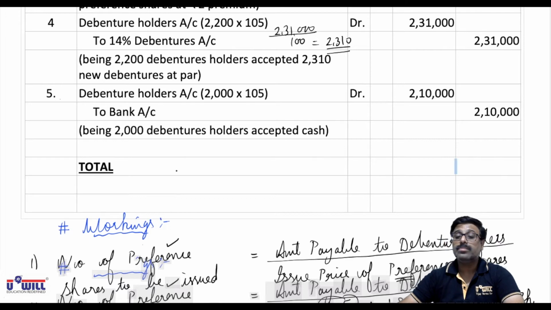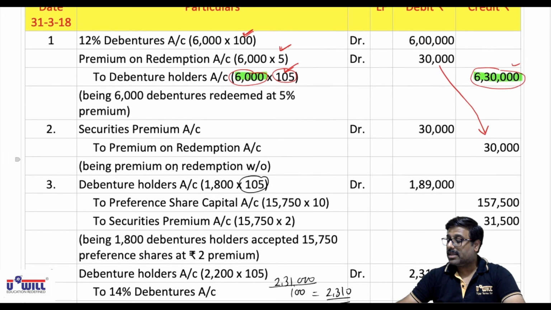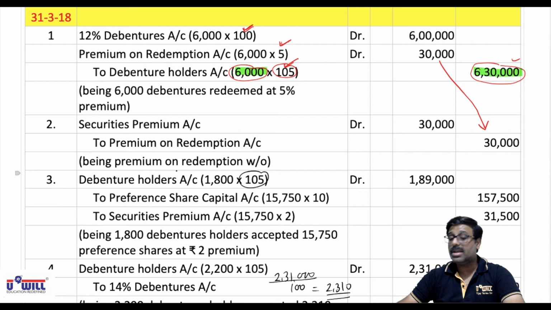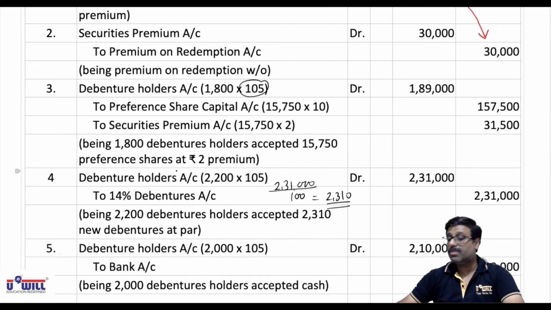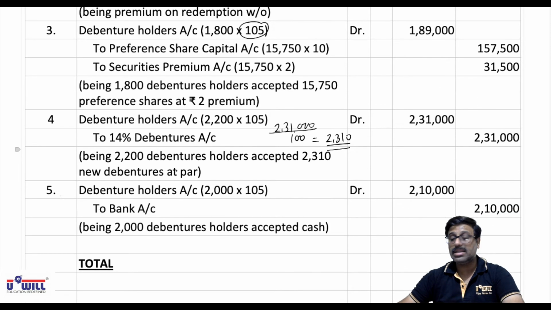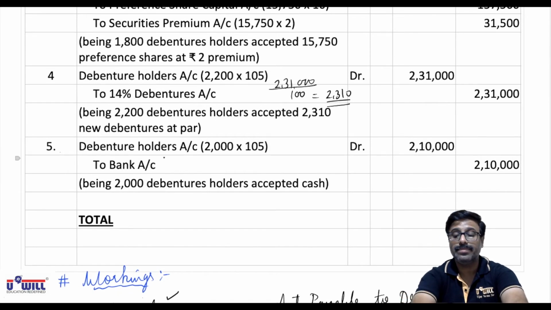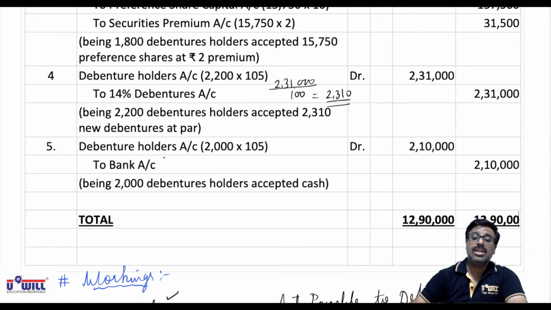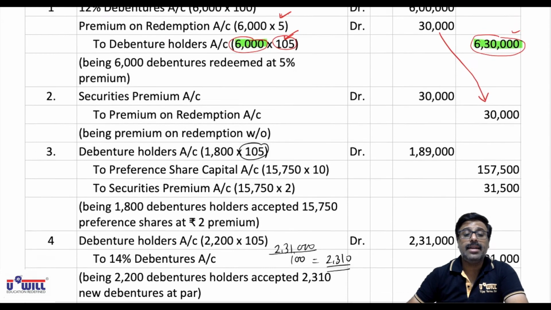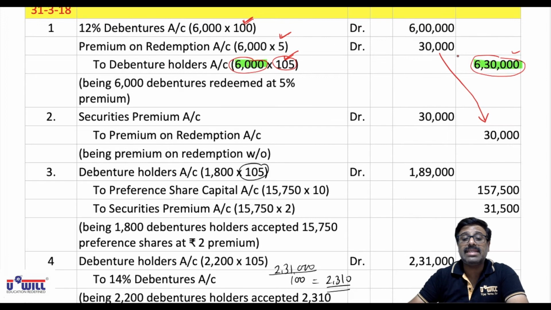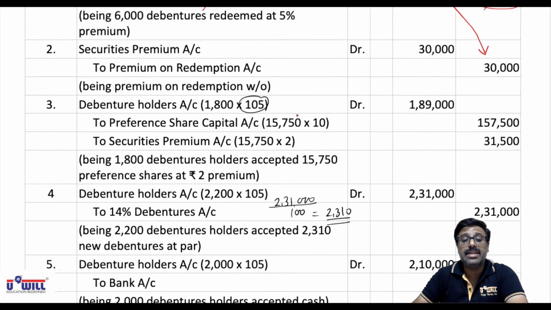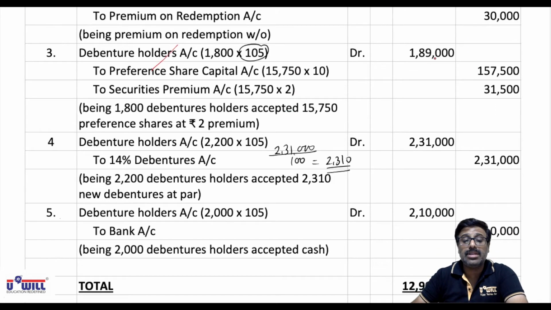So 6,30,000 plus 30,000 plus 1,89,000 plus 2,31,000 plus 2,10,000, that is 12,90,000. Okay, final total of journal would be 12,90,000. So these are the journal entries that will be passed, and you all can see again that debenture holders we have credited with 6,30,000. They get closed with these three entries: 1,89,000, 2,31,000, and 2,10,000.